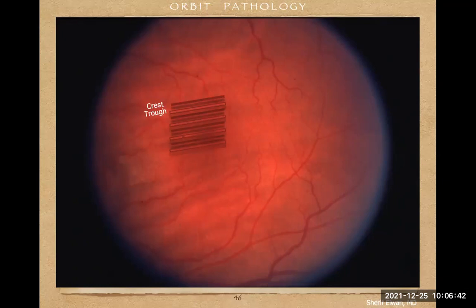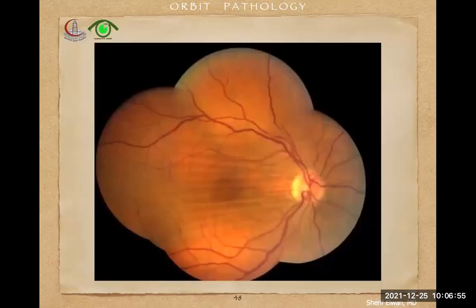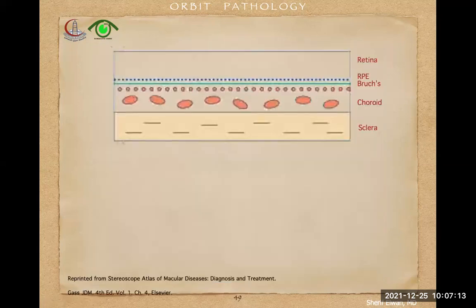Crest is, I wouldn't say Jabal, I would say Hadaba, for example. So we have here crests and troughs. And this is another example, very evident of, again, crests and troughs. And we will see why the crests are light and the troughs are dark.